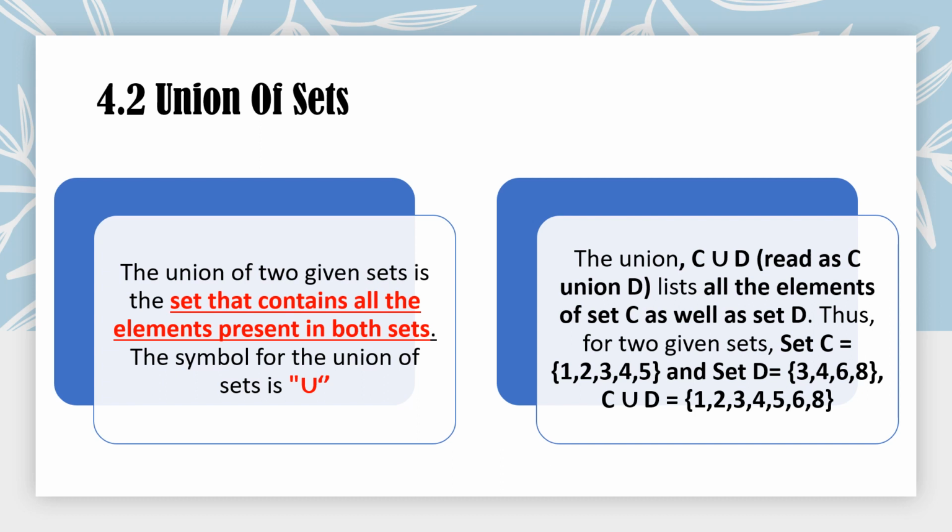For an example, you can see here set C is 1, 2, 3, 4, 5, and set D is 3, 4, 6, 8. So C union D would be 1, 2, 3, 4, 5, 6, 8. As you can see, some of it is repeated, like 3 and 4 is in set C as well as set D, but you don't have to repeatedly write 3, 3, and 4, 4. As long as it's the same, you can just count it as one. So 1, 2, 3, 4, 5, 6, 8. There's no repetition when you write down a union.